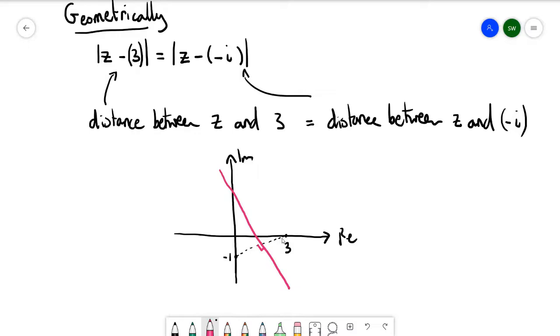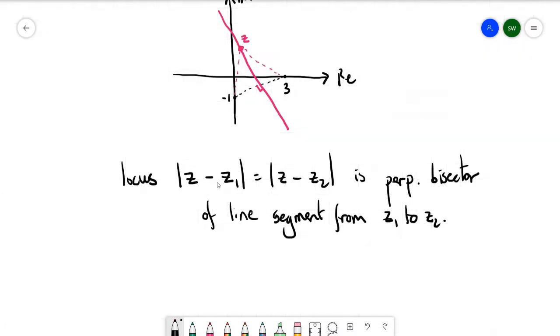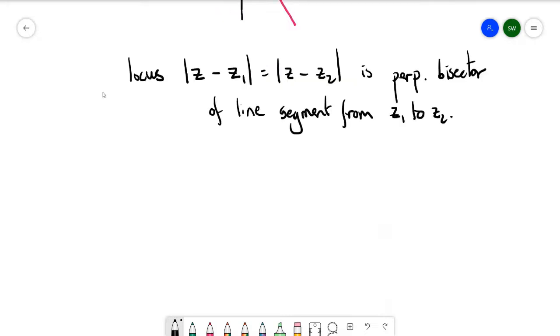So let's just check that our understanding of this is correct. If we pick any point on this line, what we're saying is the distance between z and 3, so that distance there, is going to be the same as the distance from z and minus i, which it will be because that's 90 degrees. So you've got two similar triangles. So in general, if we've got a locus that says the modulus of z minus z1 equals the modulus of z minus z2, that's going to be the line that's the perpendicular bisector of the line segment that goes between z1 and z2. It's also really important that you understand how to derive this algebraically.